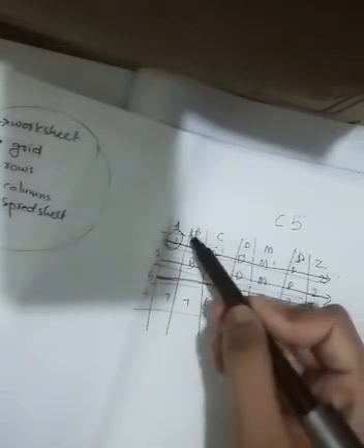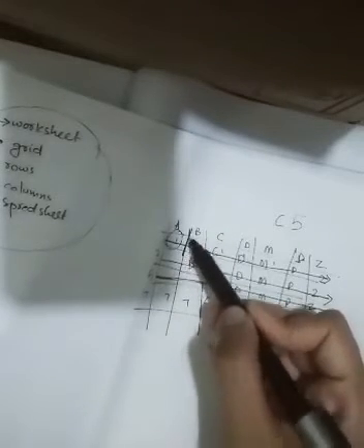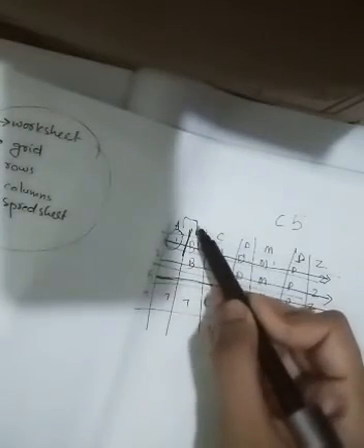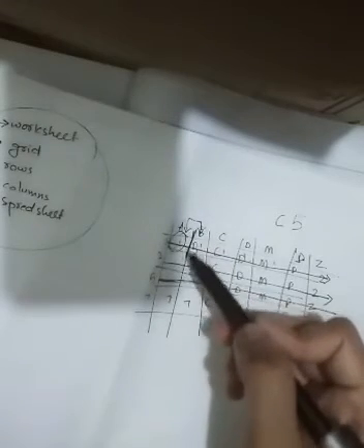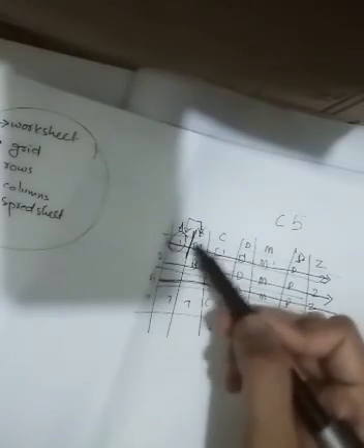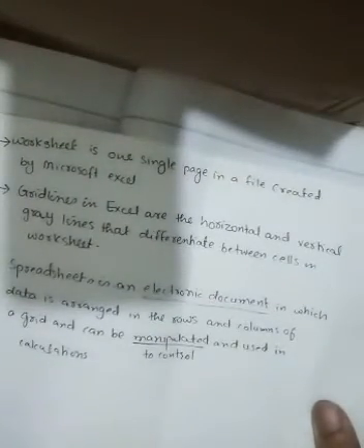Okay, let's consider this diagram. Let's look at the A1 here. This cell is A1 and this is a vertical line that separates the cell A1 from B1. So this is how a grid line is differentiating between the A1 and B1 cell. So this is the definition: differentiate between cells in worksheet.